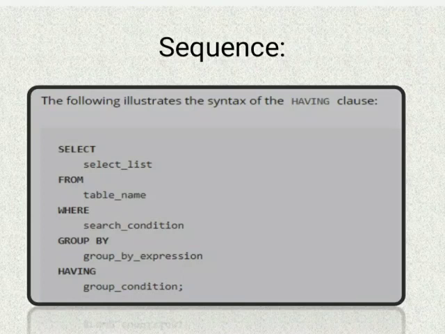Can I write where before from? Can I write like this: select, where, from, group by, having? No, I cannot write where before from. The sequence will remain the same, that is select, from, where. Similarly, can I write having before group by? No, not at all. First of all, we have to write the group by and then the having.